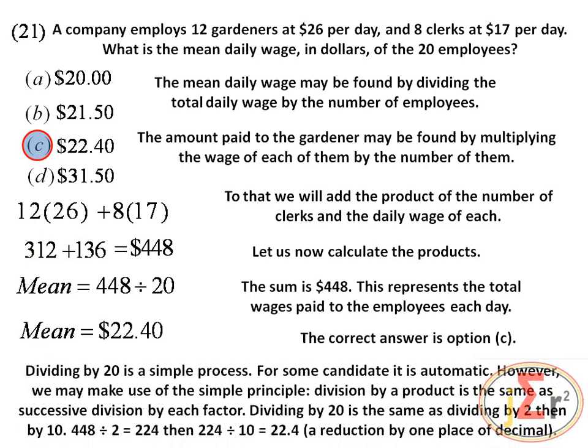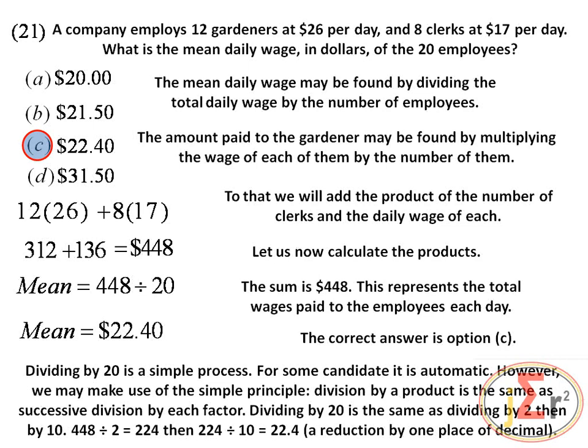Dividing by 20 is a simple process. For some candidates, it is automatic. However, we may make use of the simple principle. Division by a product is the same as successive division by each factor. Dividing by 20 is the same as dividing by 2, then by 10. So we will take 448, divide that by 20. 20 is 10 multiplied by 2, so we take 2 first.